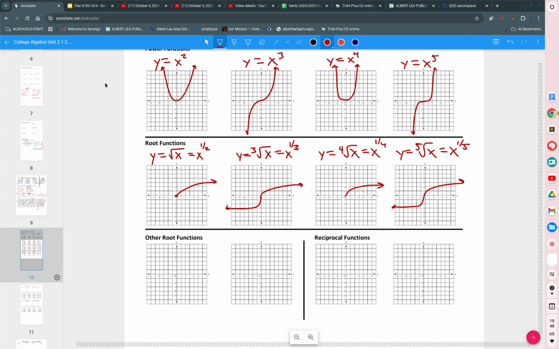So again, I'm not going to try to have you show the difference between the two. These basically look the same. Okay?